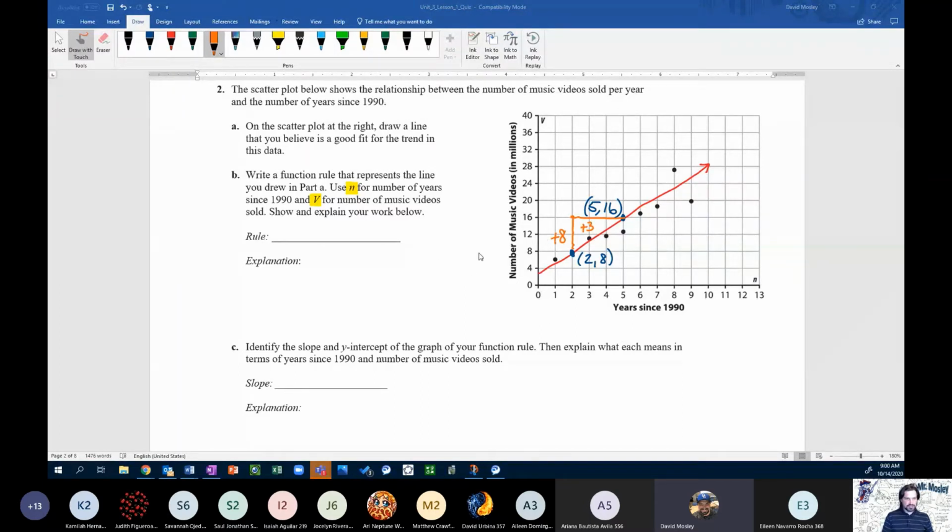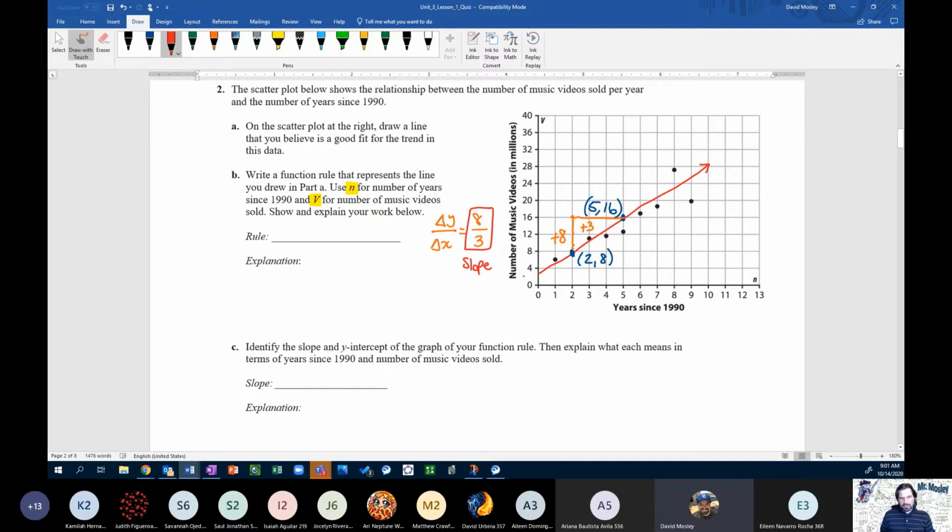Our rate of change, so to say, is going to be the change in y divided by the change in x. It's going to be 8 over 3. That's going to be 2 2/3, or 2.6666 going on. I'm just going to leave it as 8 over 3 for the slope. There's no reason to change it from a perfectly fine fraction like this. So here's our slope.